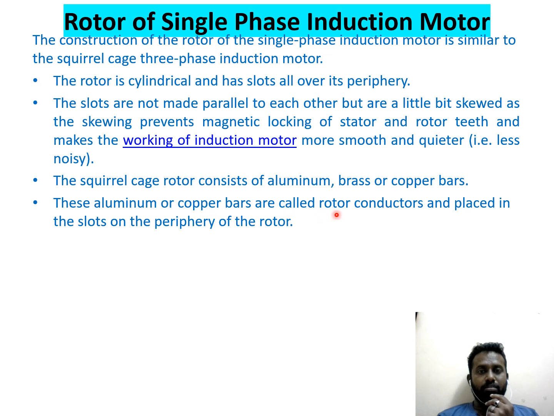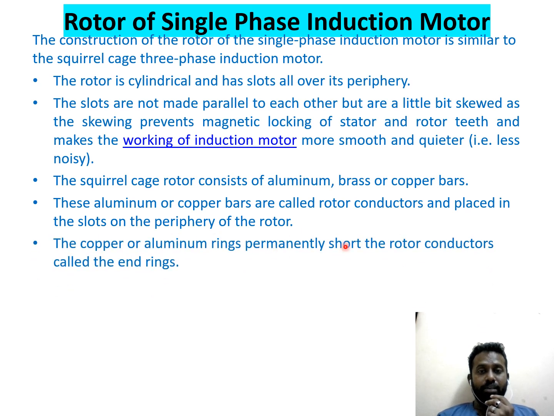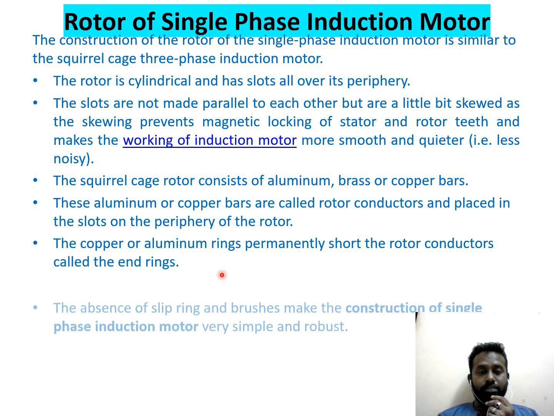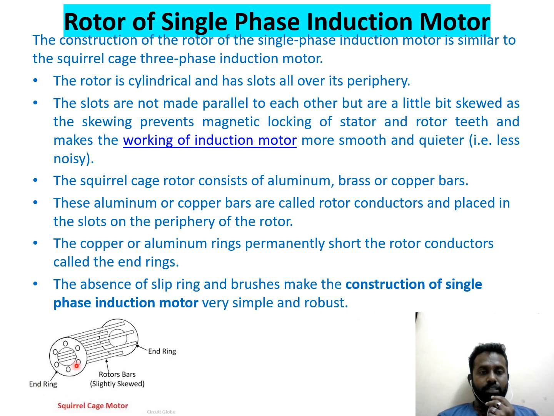These bars are called rotor conductors and are placed in the slots on the periphery of the rotor. Copper or aluminum rings permanently short the rotor conductors, called end rings. The absence of slip rings and brushes makes the single phase induction motor very simple and robust. You can see they are a little bit skewed such that they are not parallel. This helps prevent the magnetic locking which would otherwise sometimes occur, and at the end they are shorted by end rings at both ends. This is a squirrel cage rotor.